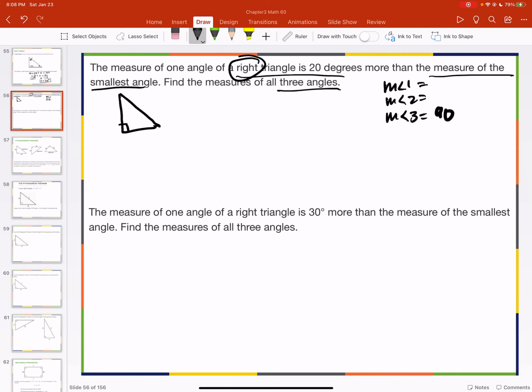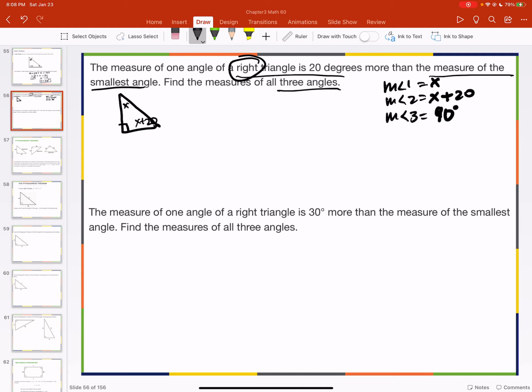So one of them is 90, in fact. But the other ones, we don't know. We know that one of them is 20 degrees more than the other. So let's say this one is 20 degrees more than whatever this one is. We don't know, so we'll let that be X. If the smallest one is X, the next one is X plus 20. And of course we have 90.